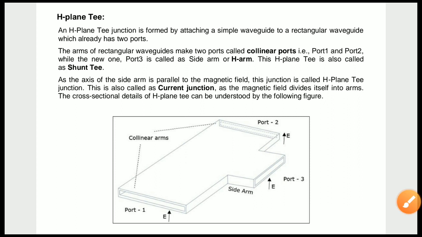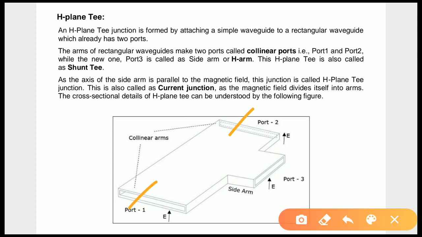Next, the arms of the rectangular waveguide make 2 ports called collinear ports. So these 2 ports, port 1 and port 2, are the collinear ports, while the new one, port number 3, is called the side arm, or it is also called the H arm. Collinear means there will be no phase shift in the signal.